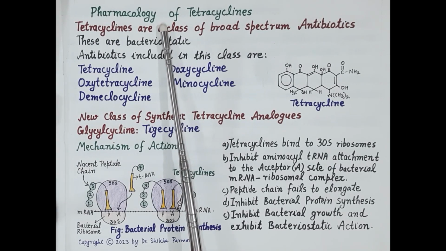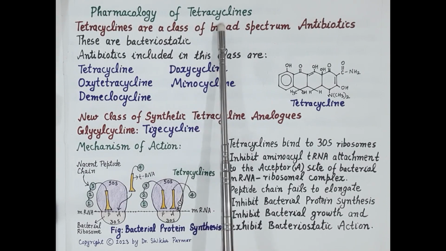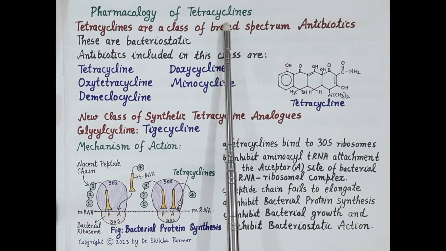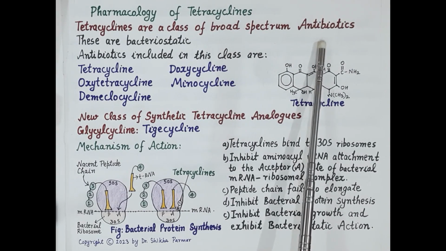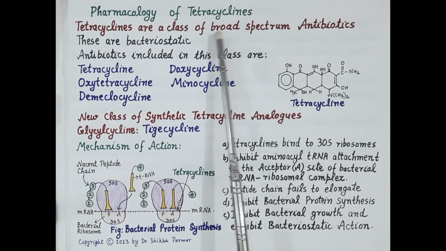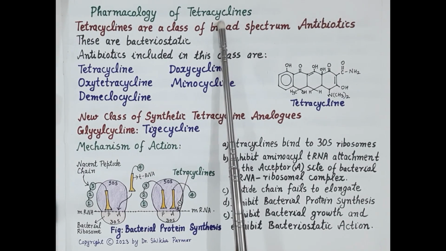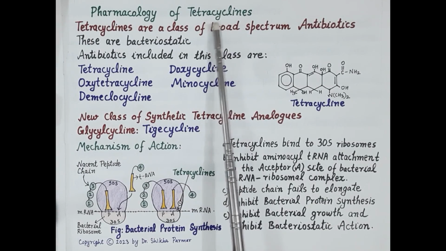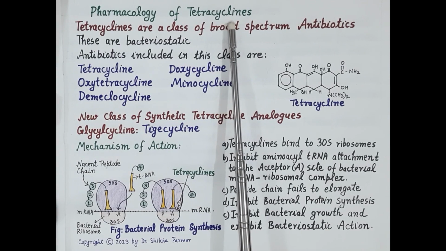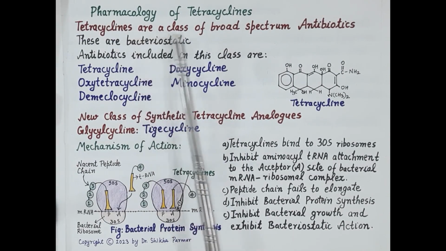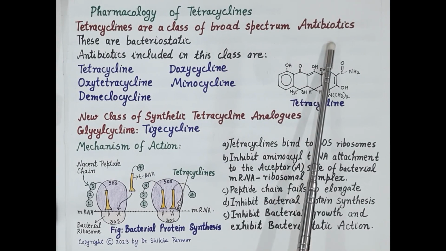Hello students, in today's video we are going to study pharmacology of tetracyclines, their mechanism of action, antibacterial spectrum, pharmacokinetics, uses and adverse effects. Now tetracyclines are antibiotics. Antibiotics are the drugs that are used to treat bacterial infections. Very important, tetracyclines are active against a wide range of disease-causing bacteria, and thus these are termed as broad spectrum antibiotics. So tetracyclines are a class of broad spectrum antibiotics.